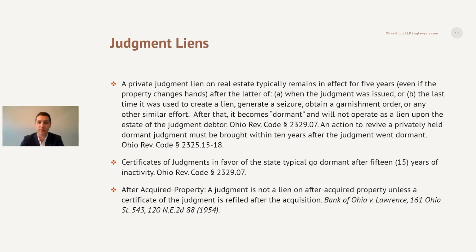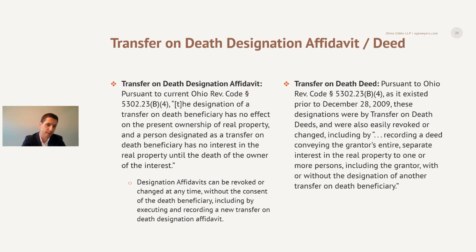Certificates of judgments that are in favor of the state, those are going to last longer. Those won't go dormant until 15 years. And then if you happen to come across a judgment in favor of the United States, those last the longest, being 20 years. And all of these liens that I've mentioned, they can all be renewed. So it's important to make sure that you don't come across any kind of continuation of the lien that has been timely filed of record. And then lastly, as far as after acquired title, it's usually not going to apply to property that's subsequently acquired by the debtor.